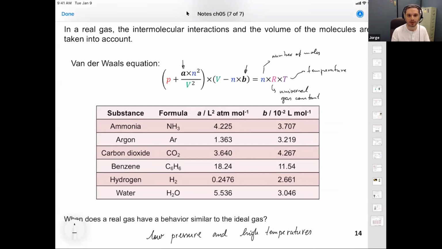Okay, so now that I showed you the van der Waals equation to describe the real gas behavior, I think this is a good point for us to stop for today.